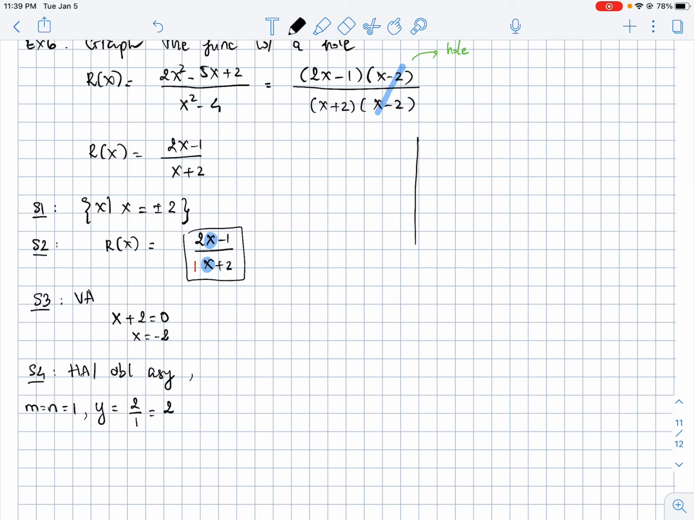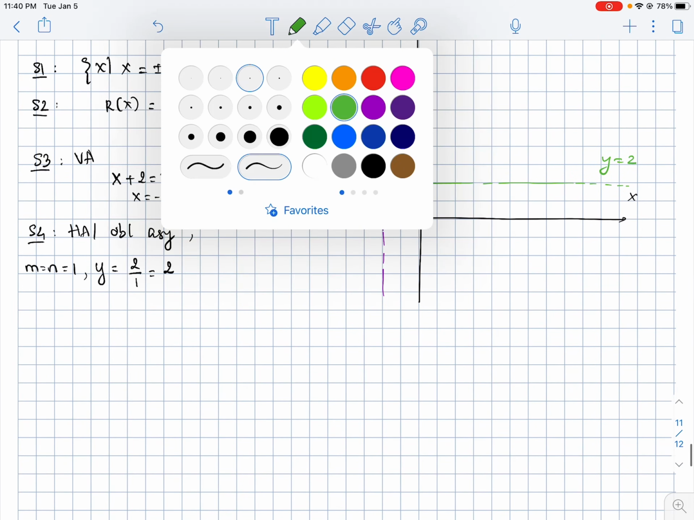Now I will begin to do the wrap for this. We will wrap the vertical asymptote x equal to negative 2 and the horizontal asymptote y equal to 2. Then we find the points.